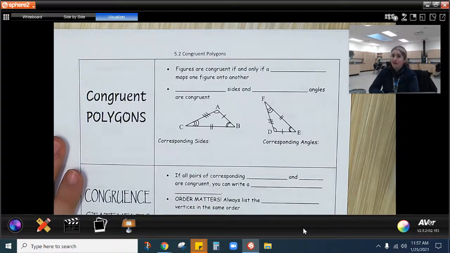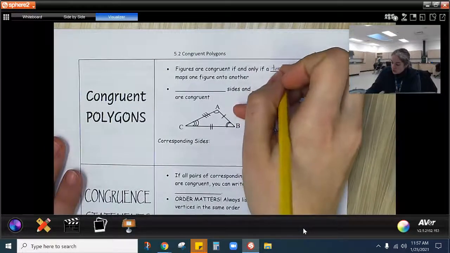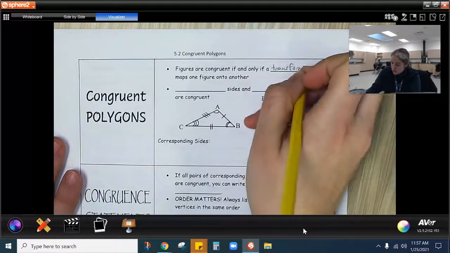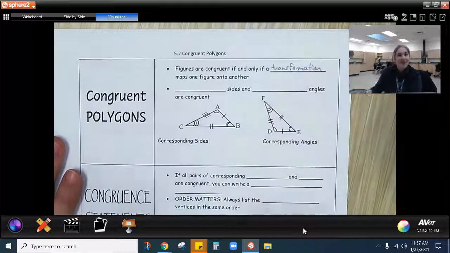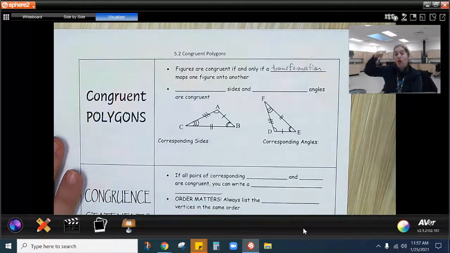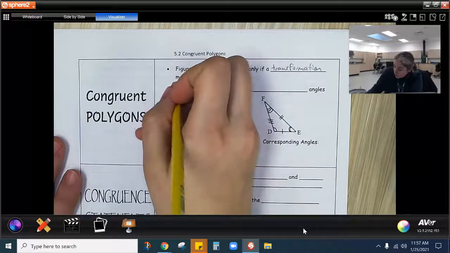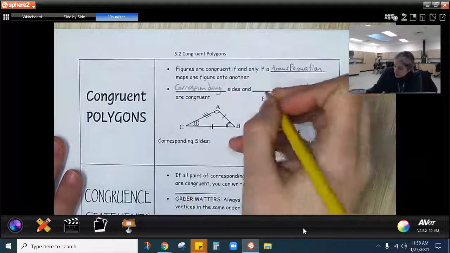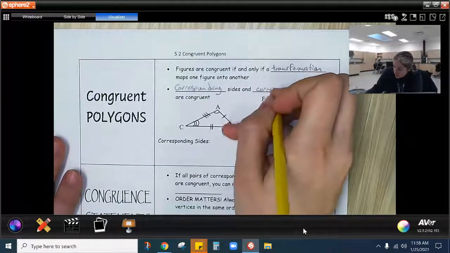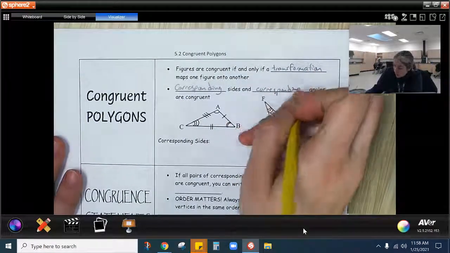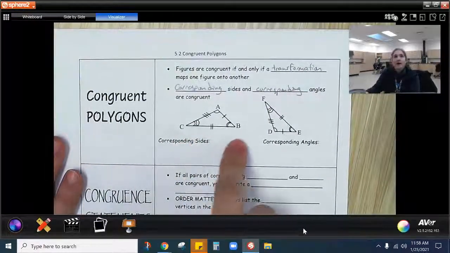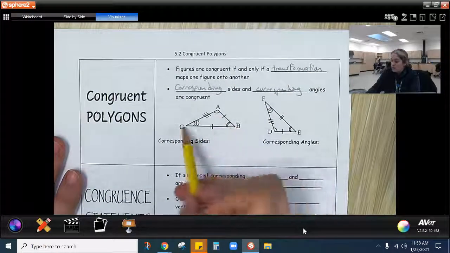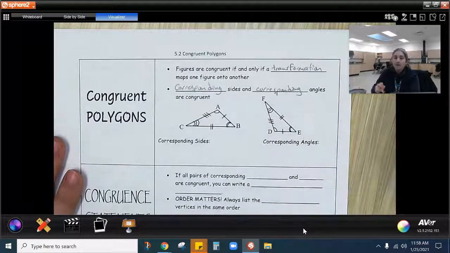So figures are congruent if and only if there's that key biconditional there, very powerful statement, right? If and only if a transformation, hey, we just learned about those, maps one figure onto the other one. So corresponding sides and corresponding angles are congruent. So here we have two different triangles, triangle ABC and triangle FED.